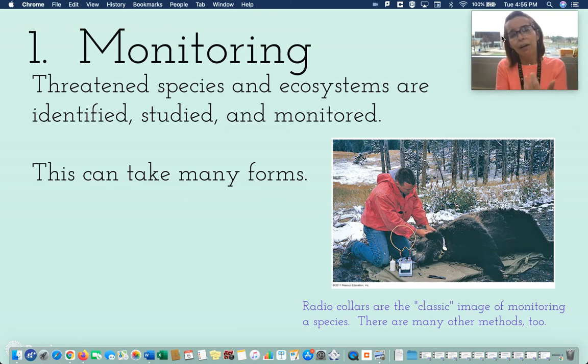Monitoring allows us to figure out how many organisms there are, what's threatening these organisms, and how they live. So what do we need to do to protect them? We need to know about them. So monitoring is part of that.